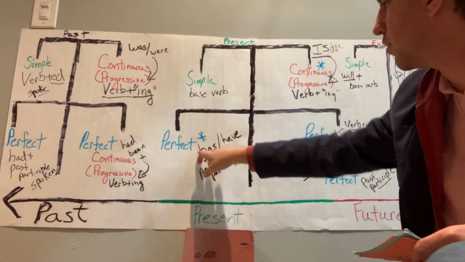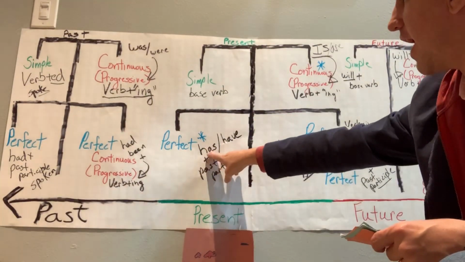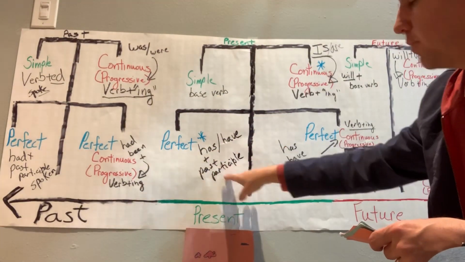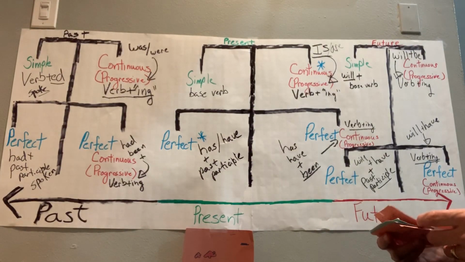So our present perfect, our auxiliary verb is has or have, plus the past participle.